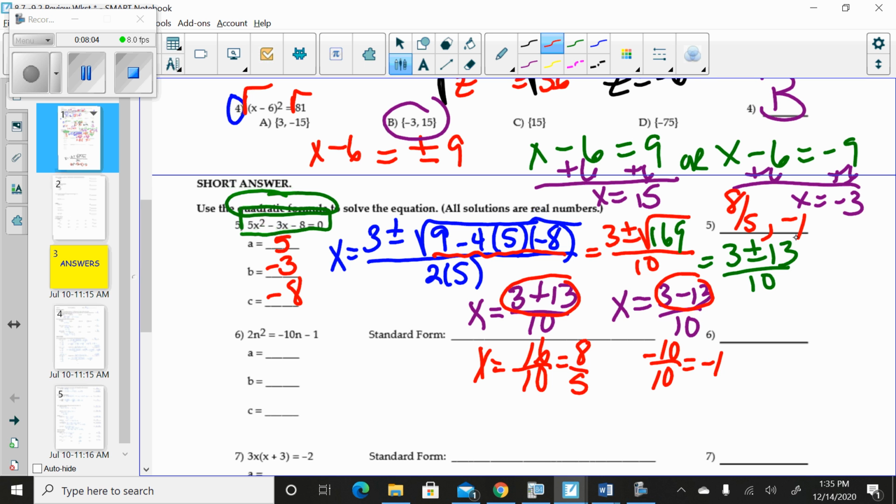So just be careful on your order of operations there. Do everything in the top first and then divide by the bottom. If you can't really simplify it, okay, then just leave it if it's not something that can be reduced. All right, let's take a look at the next one.